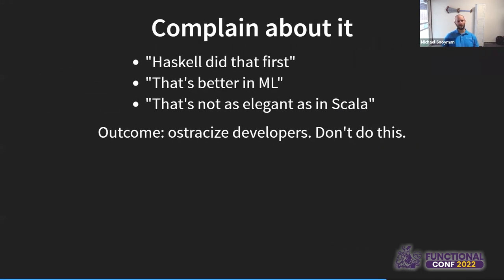Some language ecosystems have experienced this in the past, and they've taken the complain-about-it approach. We could run around and say, you know, Haskell did that first. We had list comprehensions before everyone else. I don't know why people love Python list comprehensions, Haskell did it better. Also, we could say, no, that's better in ML, or it's not as elegant as it is in Scala. Please, let's not do this. This is a wonderful way to ostracize people and get developers to think, oh, it's those salty functional programming people, I don't want anything to do with them. Let's go off and have fun without them because they suck. So I advise against taking the complain-about-it route.